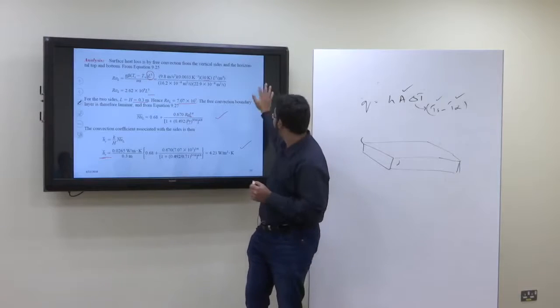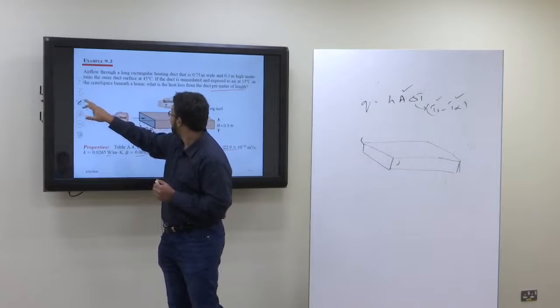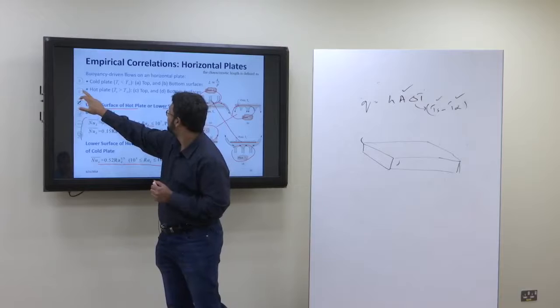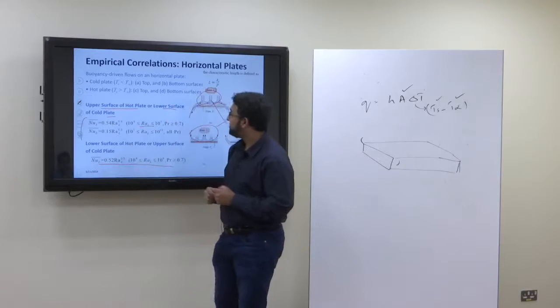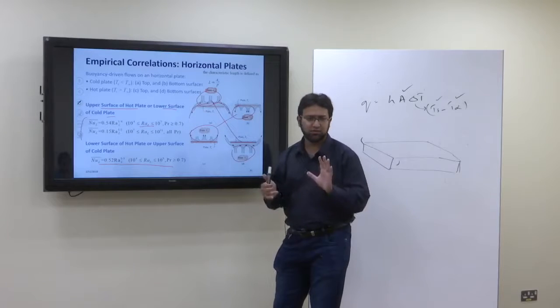Now for the top plate and bottom plate, you have to use these correlations. This is very clear.